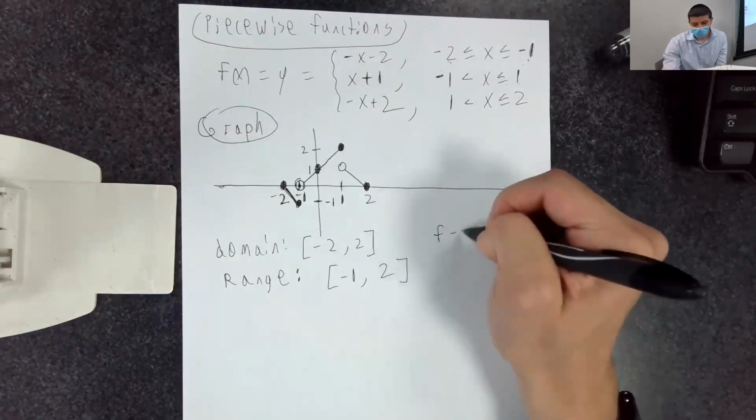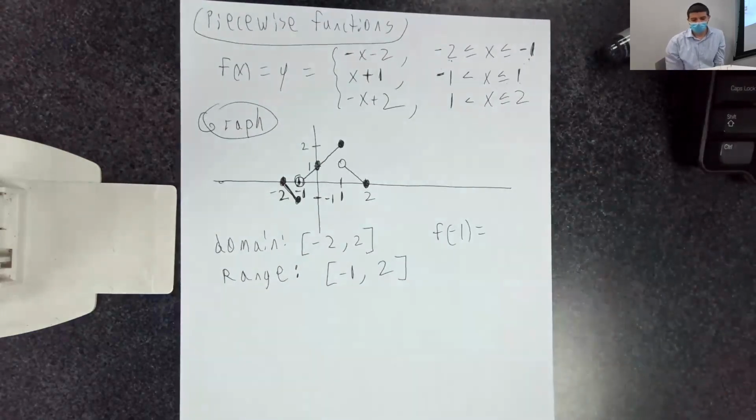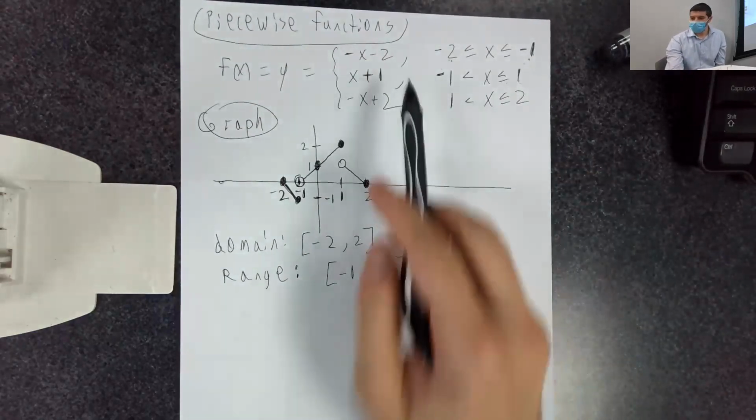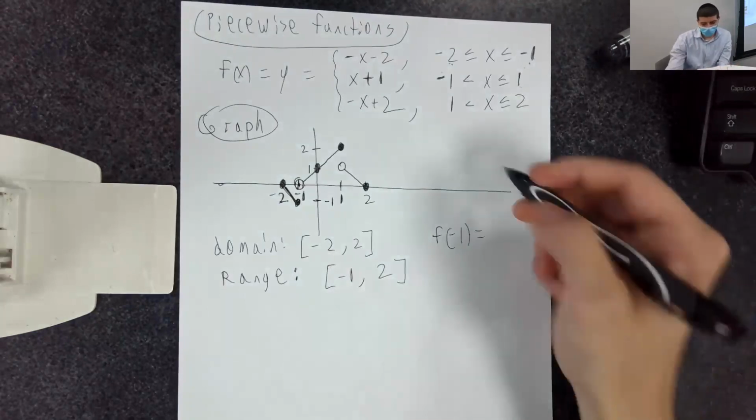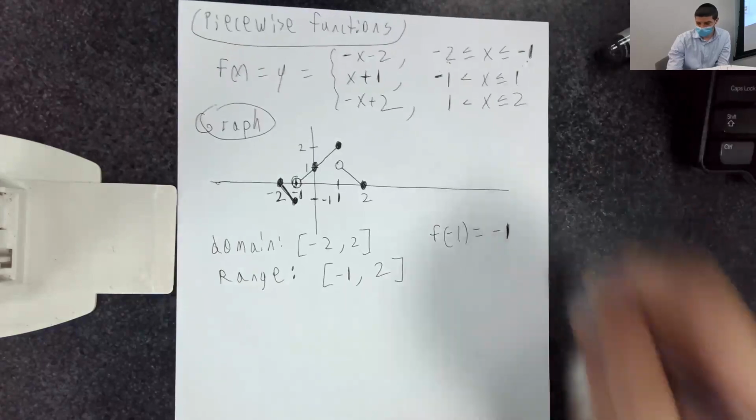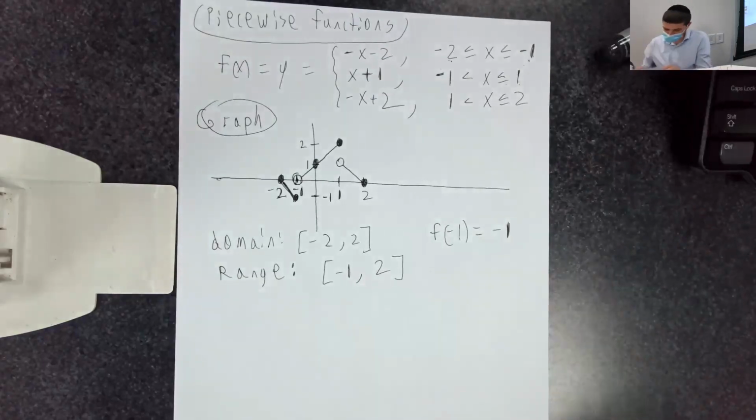What is f of -1? Don't look at the function, but stare at the graph. Can you tell me what's f of -1 just by staring at the graph, not the function? -1. Okay, your name? Sandra. And Sandra.